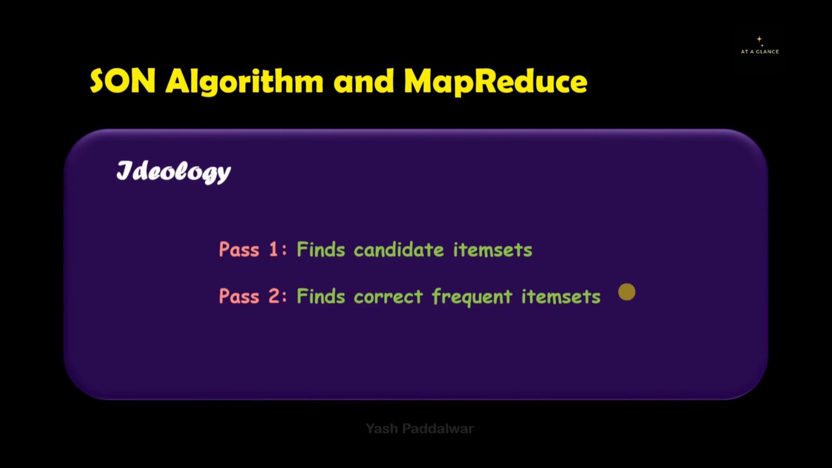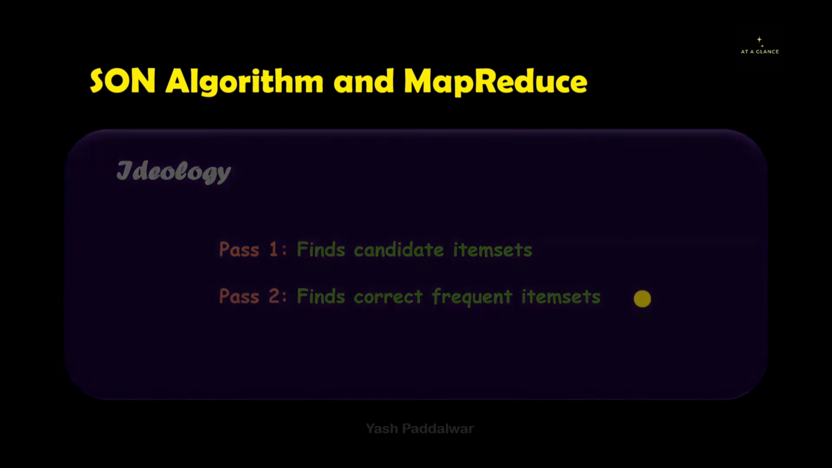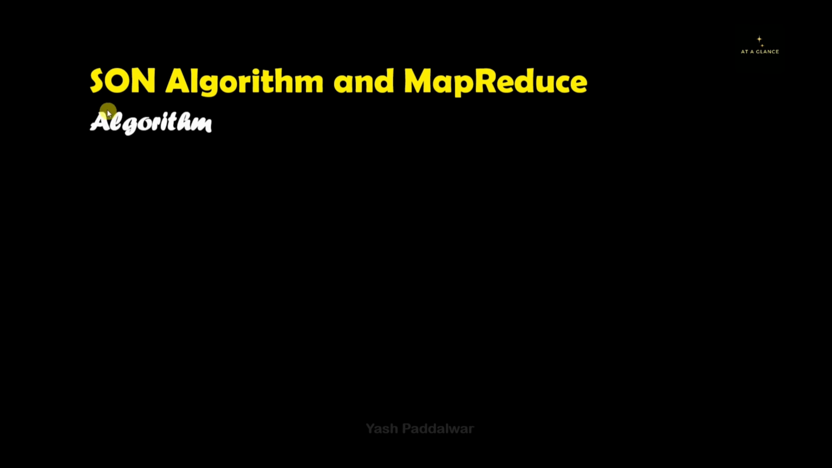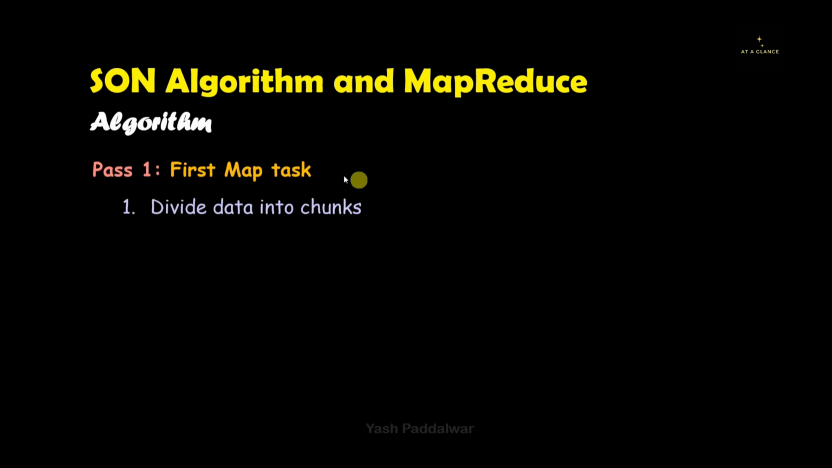Now based on this ideology, the algorithm is designed. Now let's have a look at the algorithm. The algorithm goes in two passes. So here we will be having the first pass. In every pass we have one map and one reduce task. So in pass 1, let's have a look at the first map task. In the first map task, we'll first divide the entire data that we have got into chunks. These chunks can be randomly created.